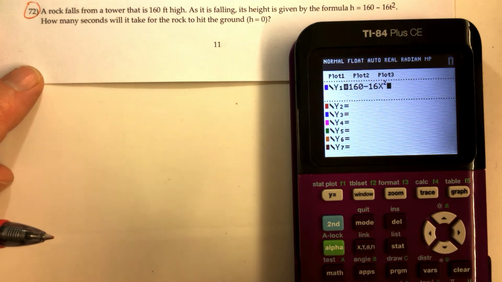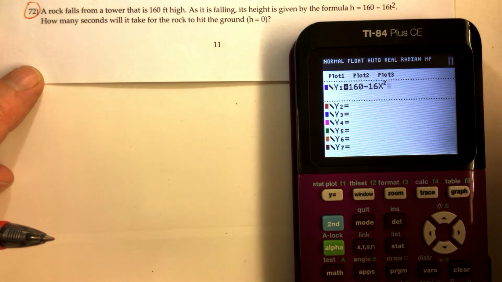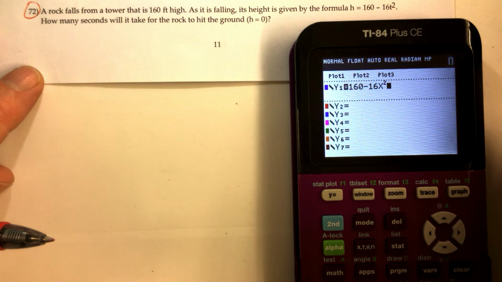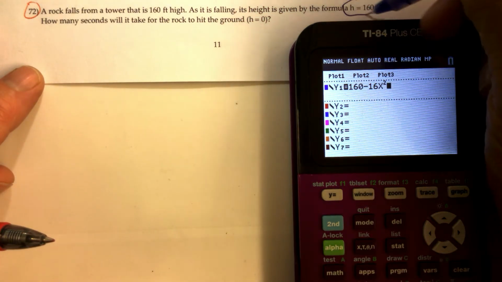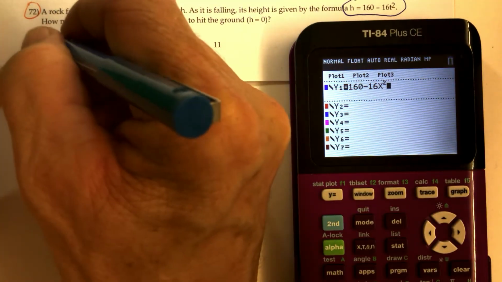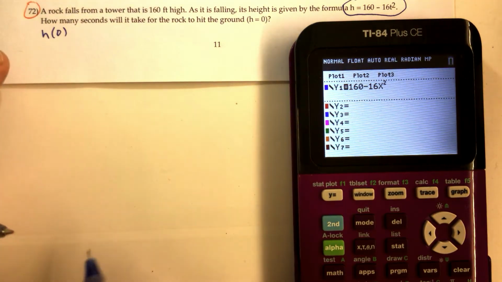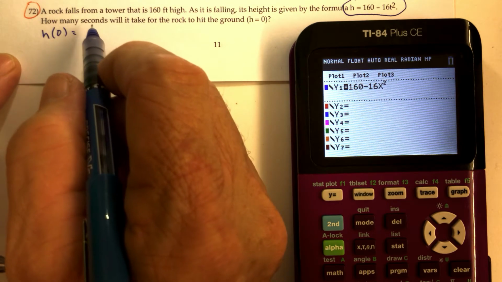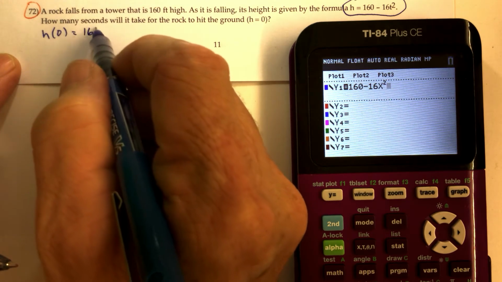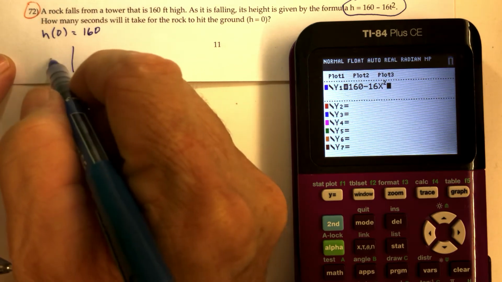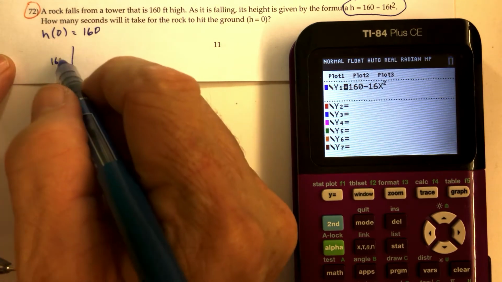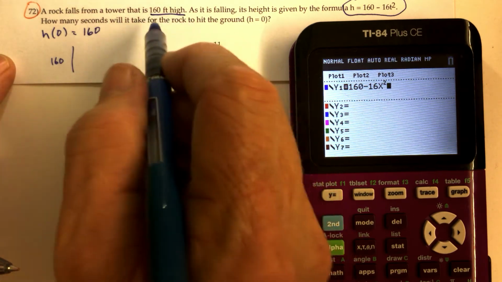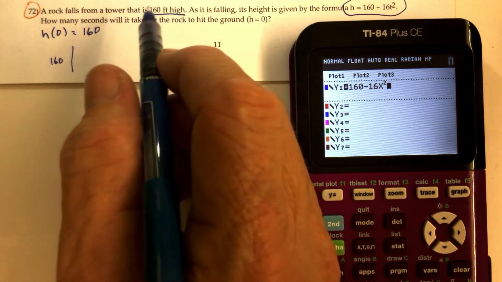Minus 16. Again, on the calculator, I'm using X. You can use T on Desmos. How many seconds will it take for the rock to hit the ground? All right. So the first thing we might want to notice is that the height is given as a function of time. The height at time 0, if you replace t with 0, you get 160. So that means that at 160, is it feet?